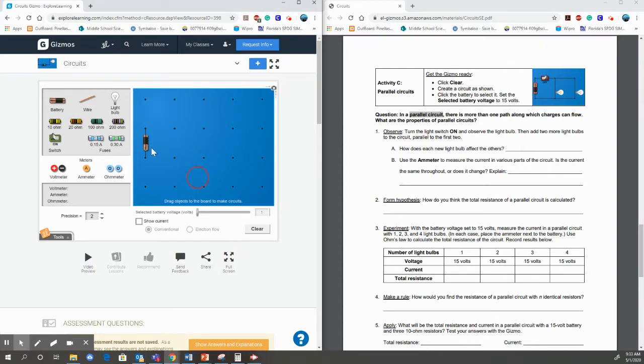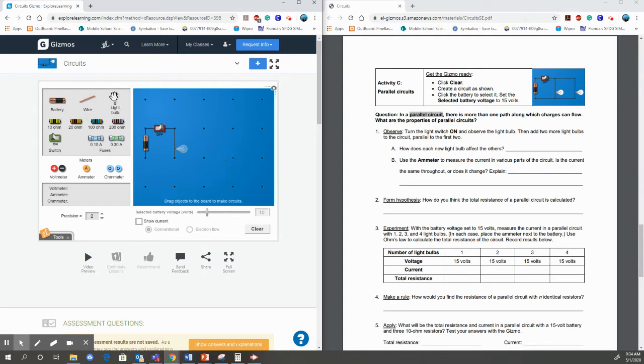So I'm going to start building my circuit. Here's my battery, but you can see it's going in the opposite direction. So I'm going to grab it and move it so the positive is facing up. Then we need a switch, and it says off in the picture, so I'm going to turn it off.